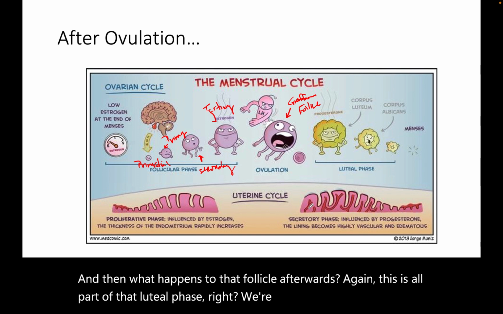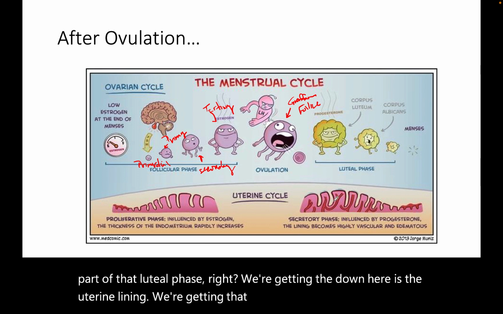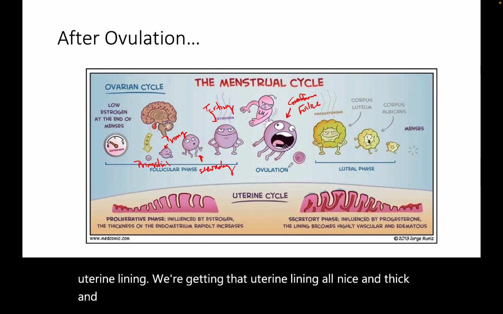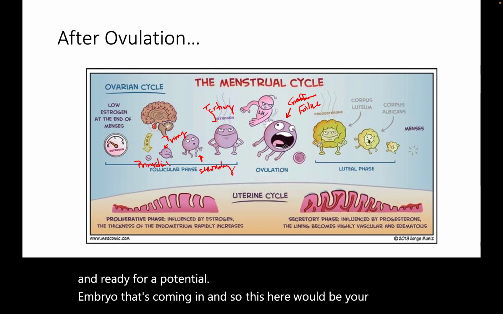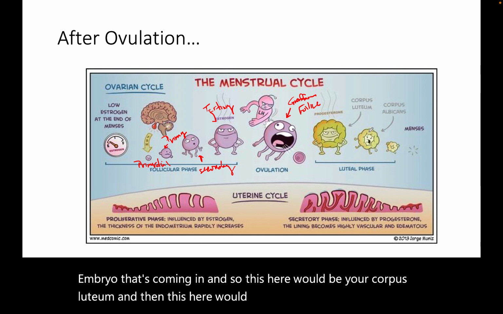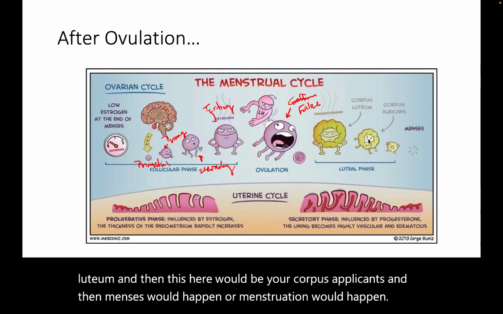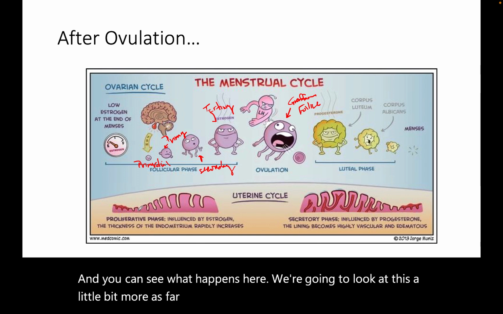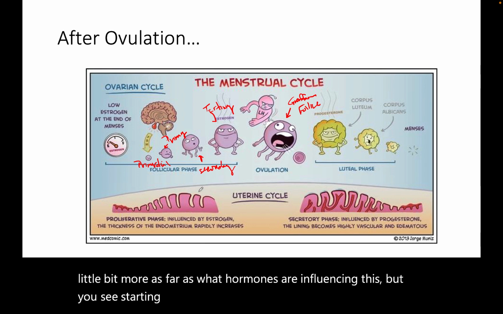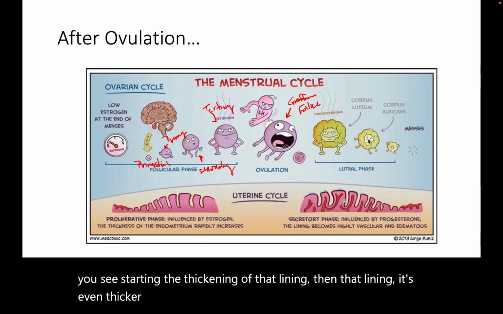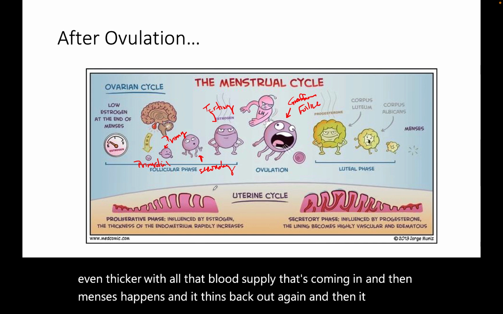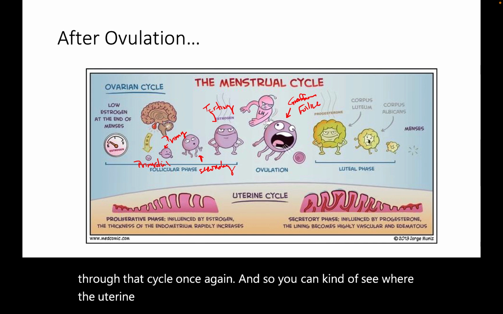Down here's the uterine lining, we're getting that uterine lining all nice and thick and ready for a potential embryo that's coming in. And so this here would be your corpus luteum, and then this here would be your corpus albicans. And then menses would happen, or menstruation would happen. And you can see what happens here. We're going to look at this a little bit more as far as what hormones are influencing this. But you see starting the thickening of that lining. And then that lining gets even thicker with all that blood supply that's coming in. And then menses happens, and it thins back out again. And then it goes through that cycle once again. And so you can kind of see where the uterine cycle overlaps with the ovarian cycle.